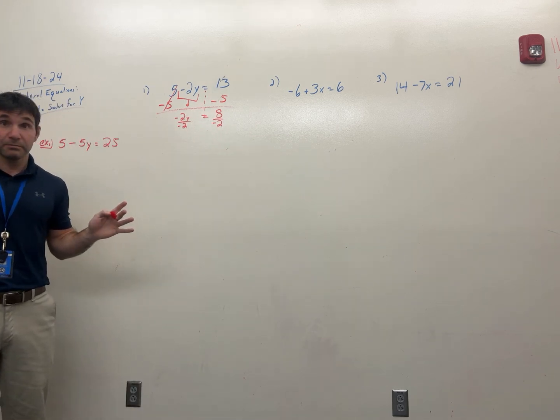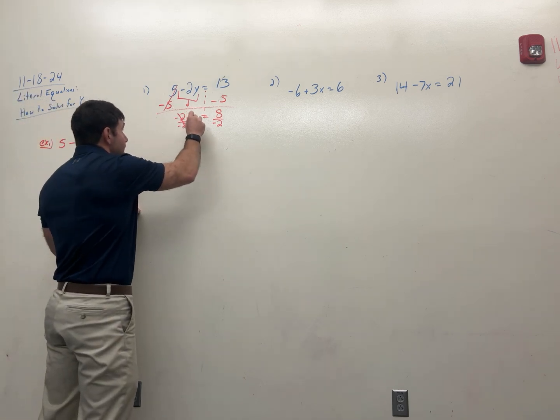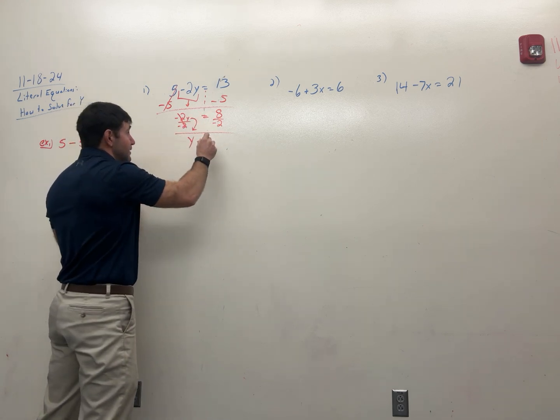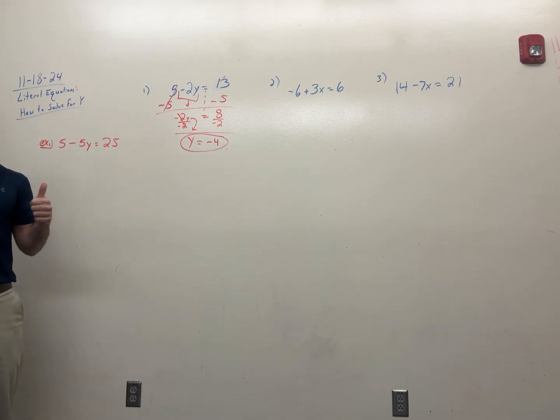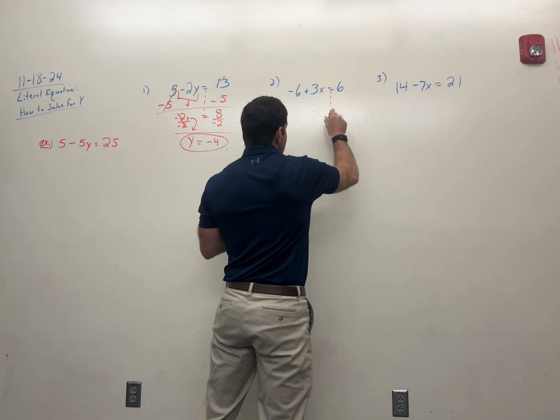Have I lost anybody? You guys have done this for a long time, this is easy. Negative divided by a negative is positive, positive y. 8 divided by negative 2 is negative 4. Thumbs up if we got that? Good.